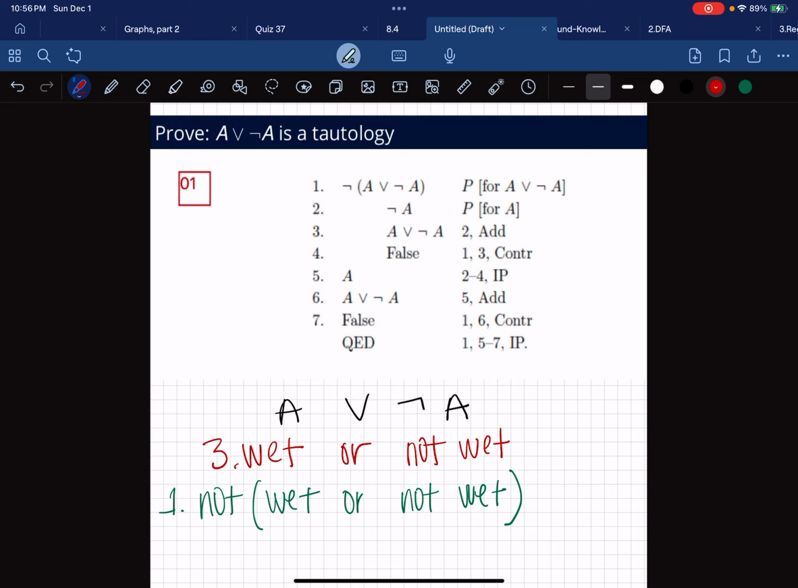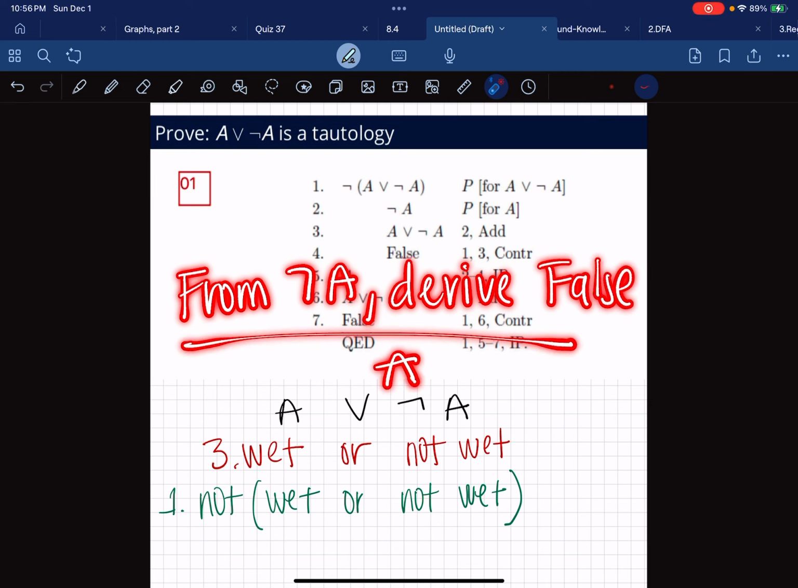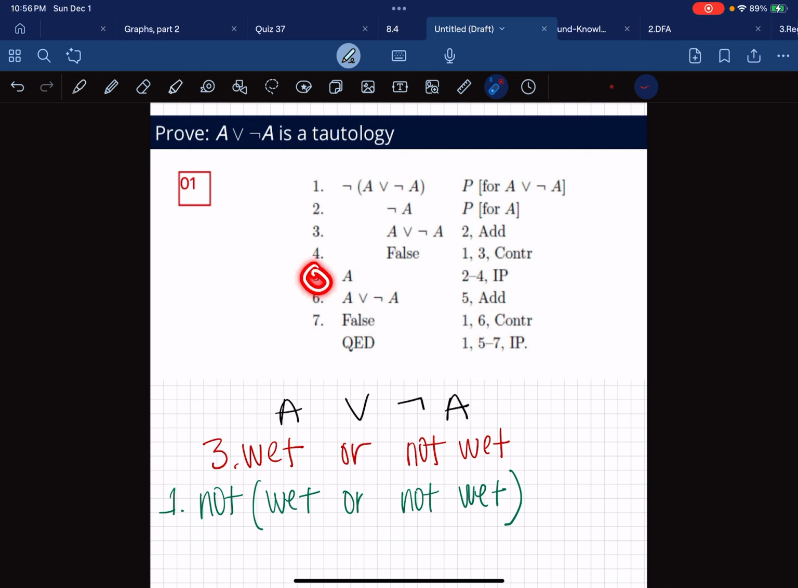Now we're going to go to line 5, and we have in line 5 an indirect proof from lines 2 to 4. The indirect proof rule says that from the negation of A, we derive false, and we get A. So this is what we used in line 5.